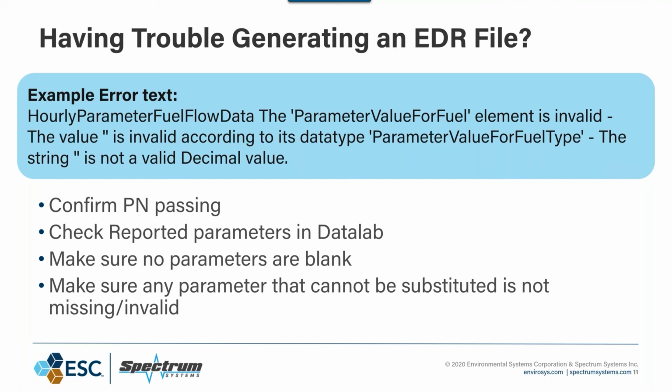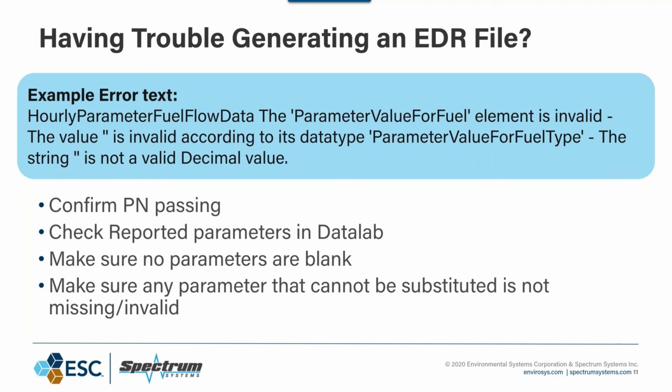If there seems to be a hang up within any of the reported parameters, you will get hung up and sometimes not be allowed to produce a successful EDR. Make sure that none of the reported parameters in question are blank. As I said before, if you have a field that's blank, Process Now will get hung up. Also make sure any substituted parameters are not missing, invalid, or out of control.